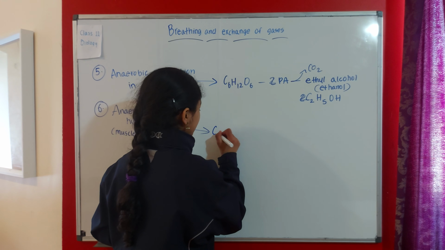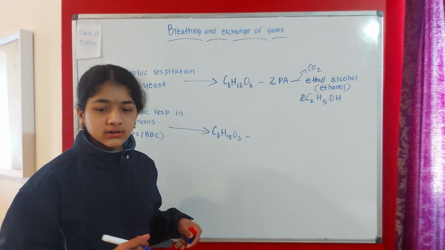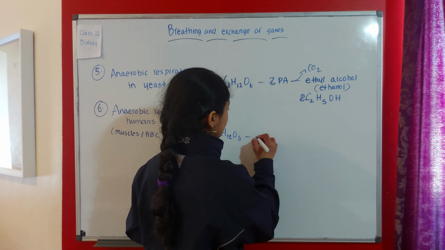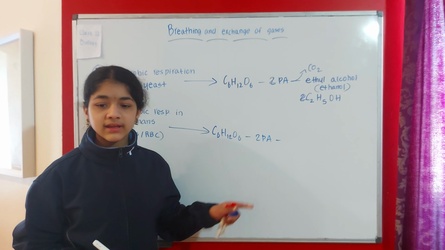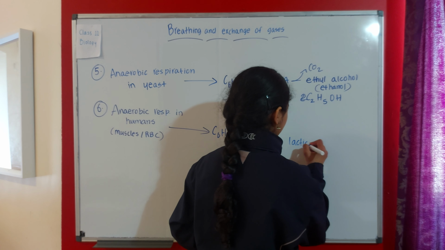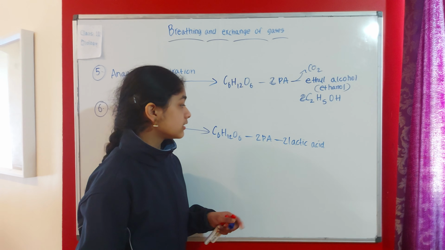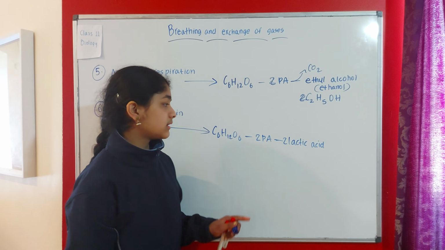So C6H12O6 converts into 2 pyruvic acid, and this 2 pyruvic acid gives rise to lactic acid molecules. So here 2 molecules of pyruvic acid and 2 molecules of lactic acid. So C6H12O6 converts into 2 pyruvic acid molecules, and 2 pyruvic acid molecules again convert into 2 lactic acid molecules.